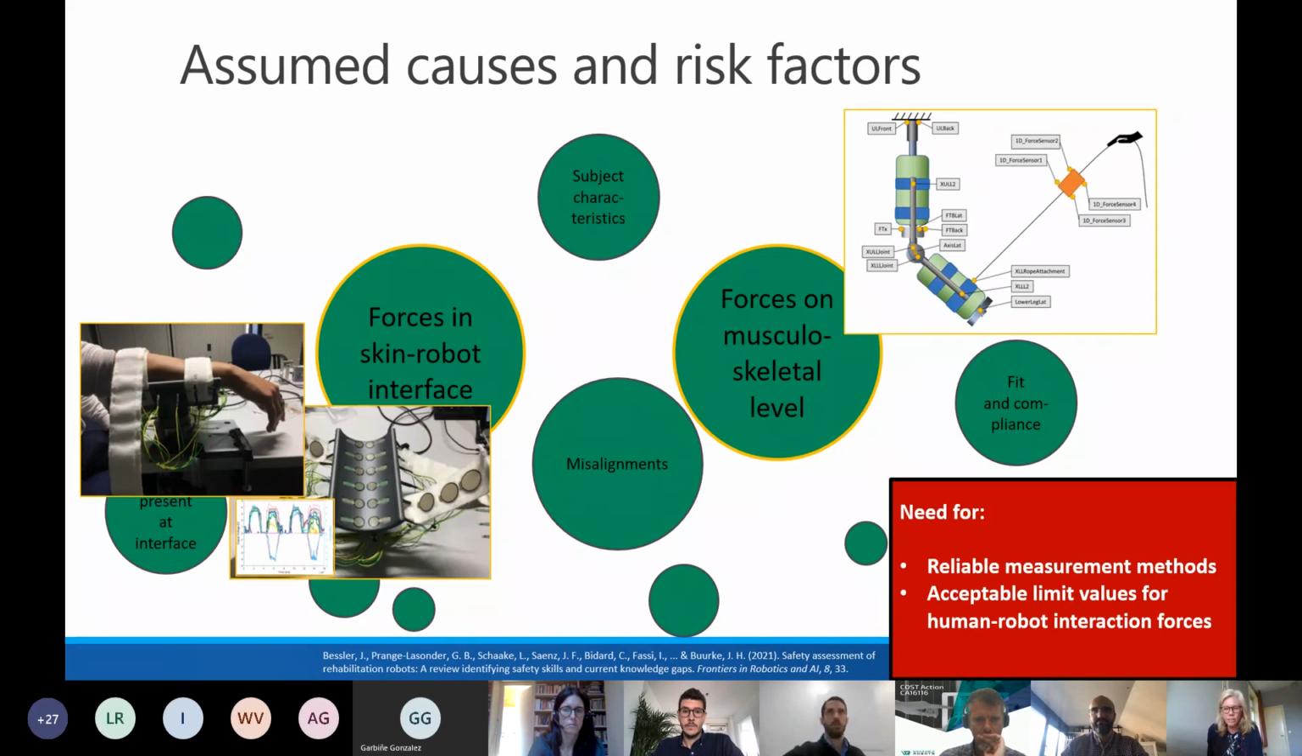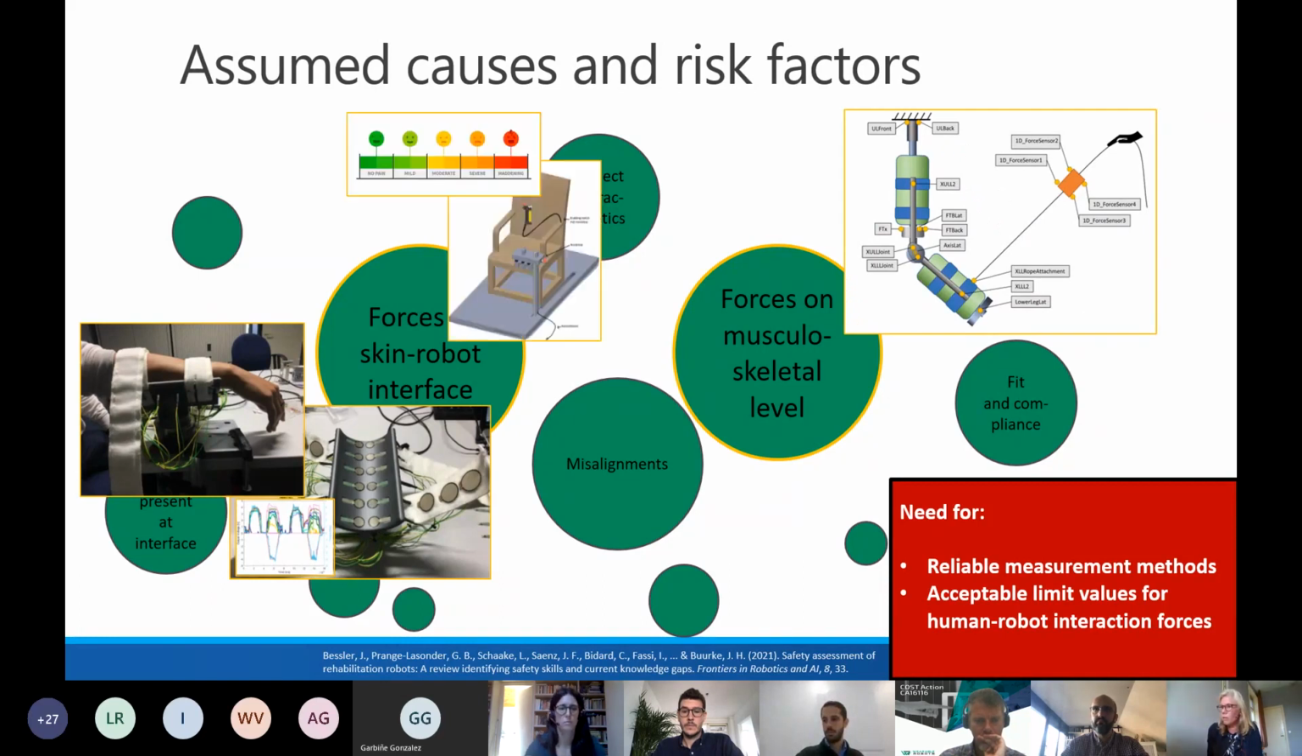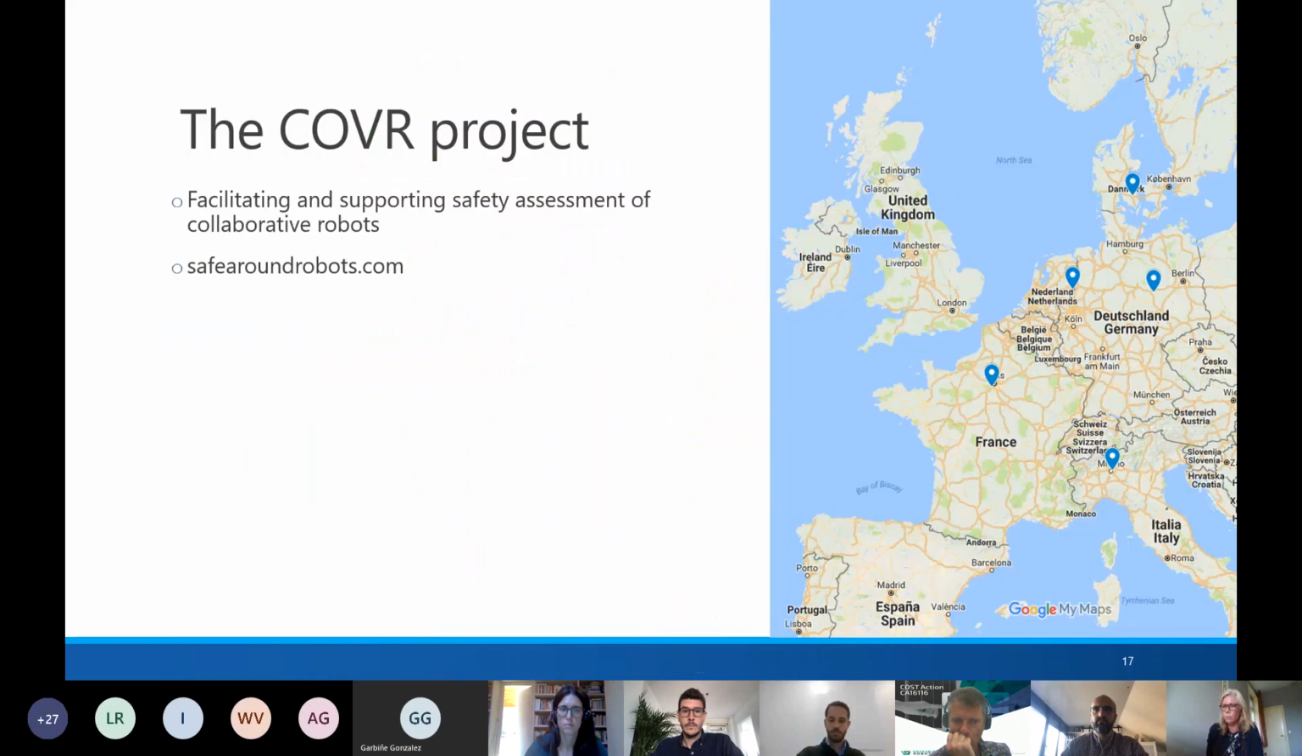Forces on the musculoskeletal level, you basically need a dummy limb for that. So here we have a dummy leg setup that we've been researching with. And to get a first insight into acceptable limit values for pressure and shear, we're planning a study to look into that a bit more. But that's all work in progress, and we know that there are other groups also working on these kinds of issues, and I think that's a big step that needs to be taken now to advance this part of the field of rehab robotics.